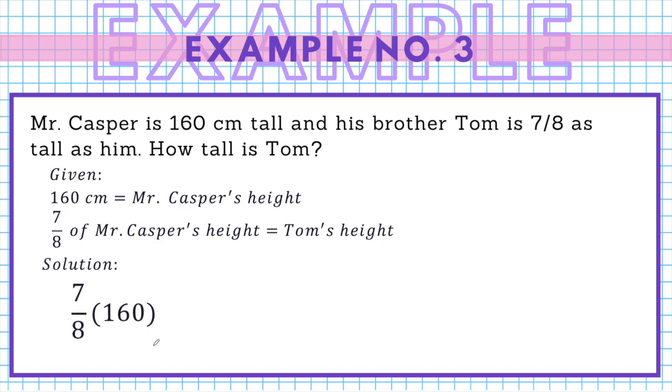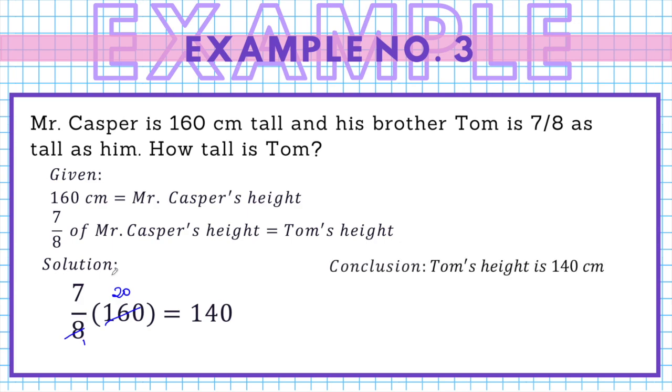Now, multiplying 160 times 7 over 8, we can use a calculator again, or we can simply divide this first. We know that 160 is a multiple of 8. So we have 160 divided by 8, we have here 20, and we have here 1. So 7 times 20, we have 140. Now, in conclusion, Tom's height is 140 cm. So what we can take from this example is that getting a fraction from a whole number, all you have to do is to multiply or use the operation of multiplication.